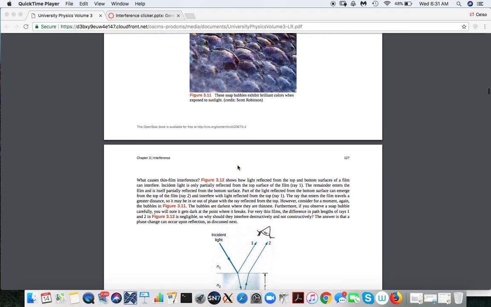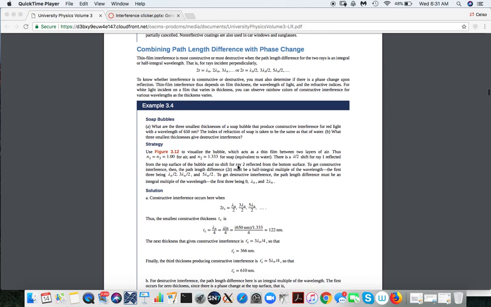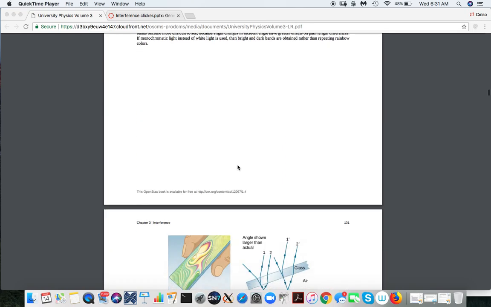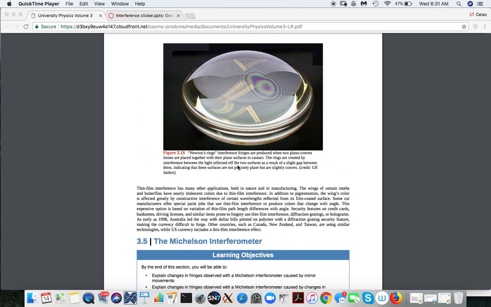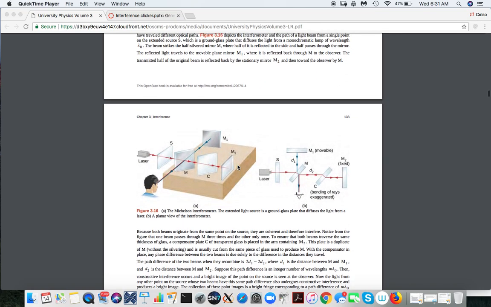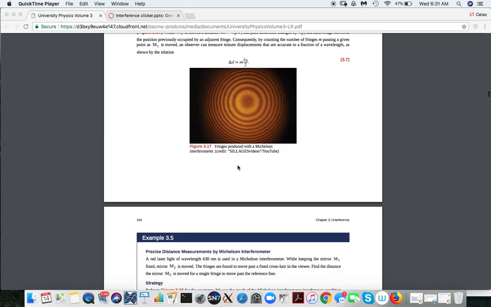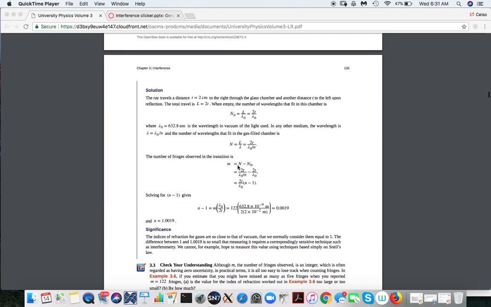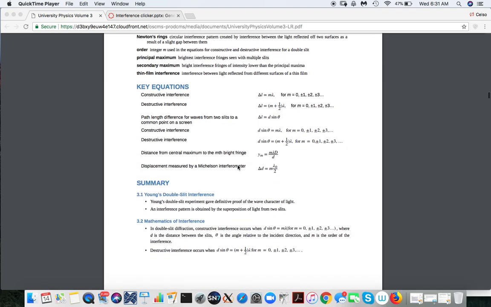Interference with thin films is okay. This is good, and I know that a couple of you are doing projects on it. And 3.5, read it, but don't worry about it. I guess that's it. The key equations are pretty much similar to those that will appear in the next chapter, chapter 4.